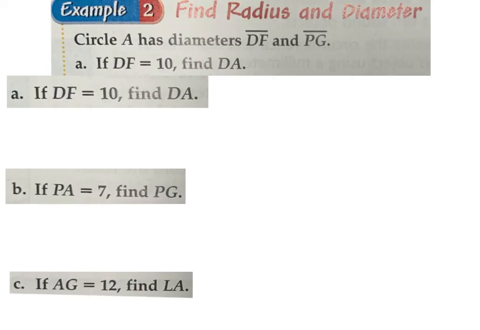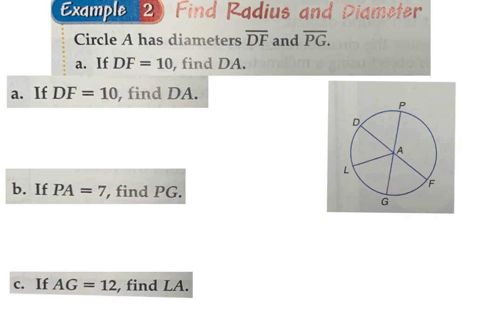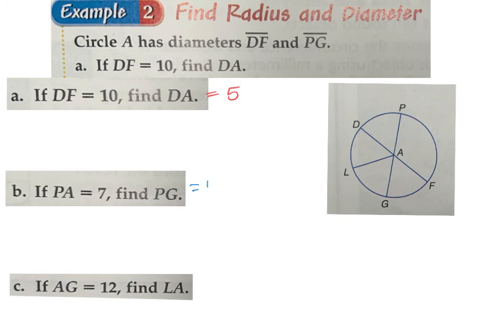You should be able to be given a figure and name those types of things from the figure itself. Then solving. Look at example 2, top of page 523. Circle A has diameters DF and PG. If DF is 10, find DA. Anytime they give you the diameter and ask for the radius, what do you need to do? Divide it by 2, or multiply by 1/2, same thing. When you do that here, you get that length should be 5. PA: they've given me PA, which is 7, but what is this? It's a radius, PG. What do they want? So we need to double it. It's going to be 14. Very simple.